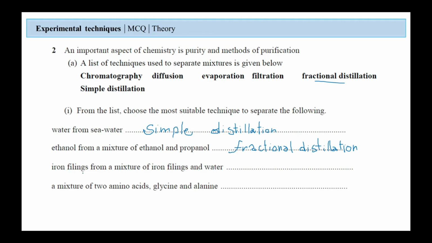Now, iron filings from a mixture of iron filings and water. The iron filings are solid and water is a liquid. So here, to separate a solid from a liquid, we will be using filtration. And the last one, a mixture of two amino acids, which are glycine and alanine. So here, we will be using chromatography.